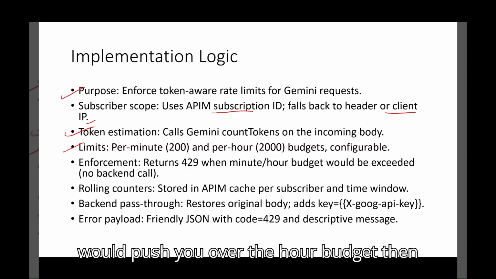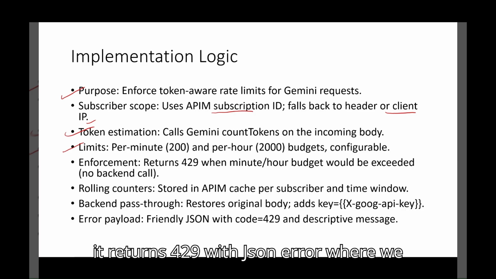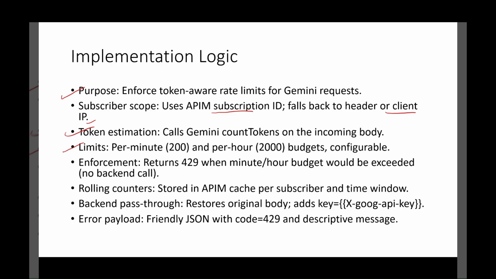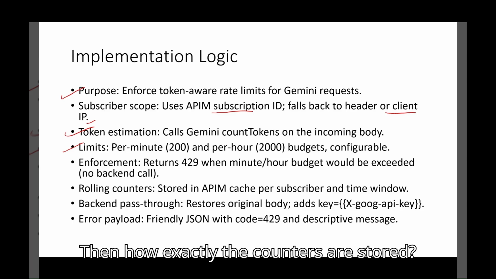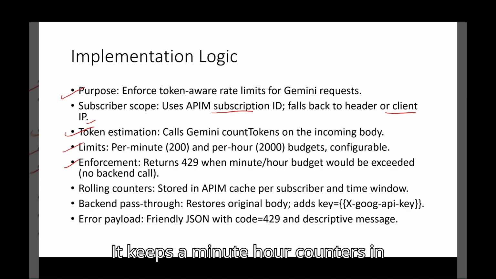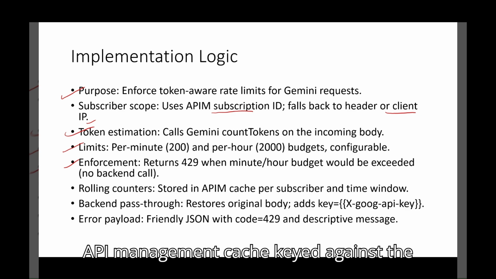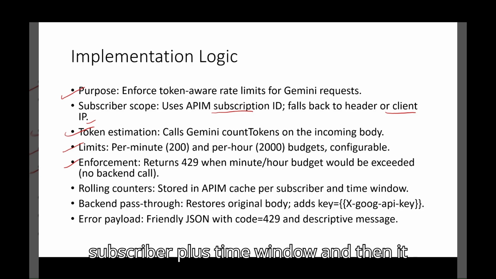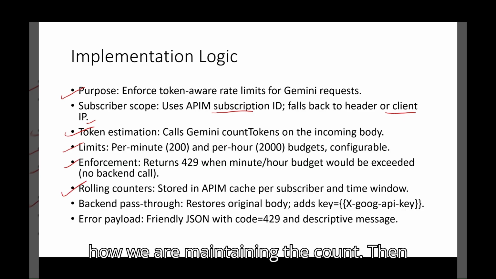If it would push you over the hour budget, then it returns 429 with a JSON error saying we are hitting the hourly limit. Okay. Then how exactly are the counters stored? It keeps minute and hour counters in the API management cache, keyed against the subscriber plus time window, and then it updates them after each request. That is how we are maintaining the count.